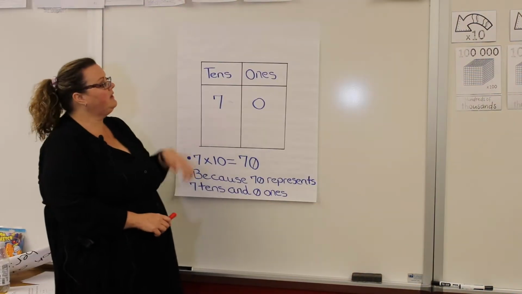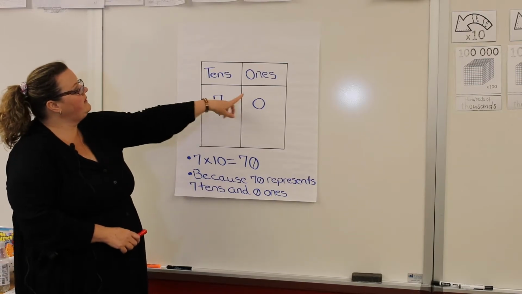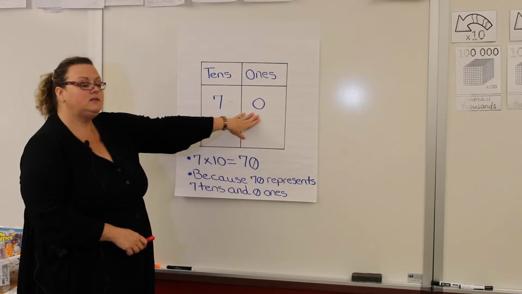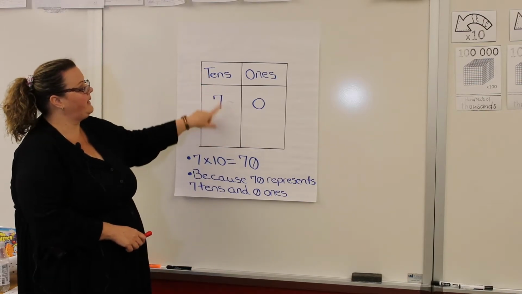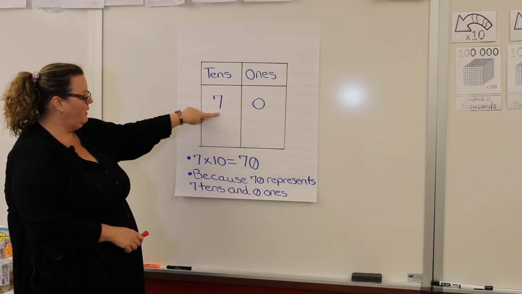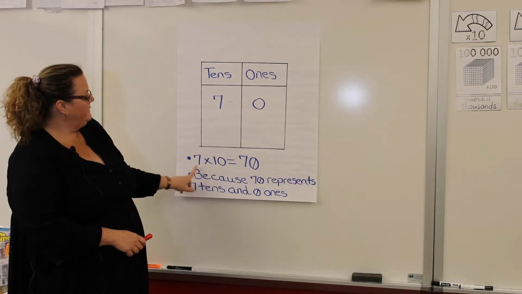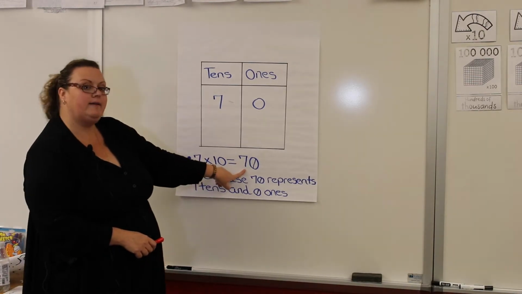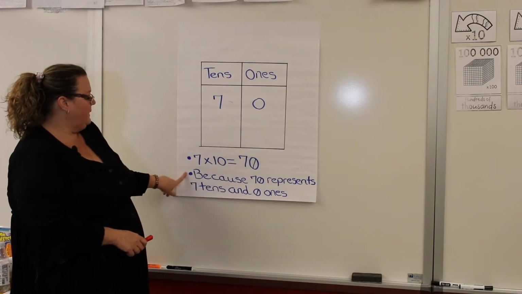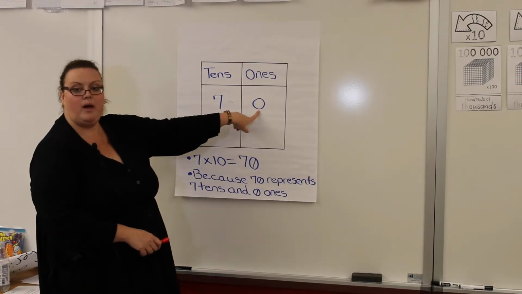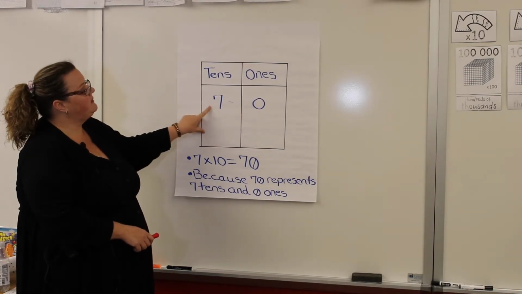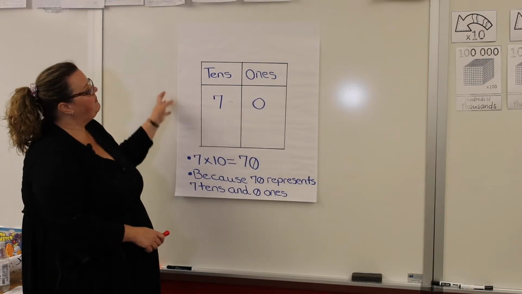All right, let's take a look at this chart. You can see that here we have the ones place. There's a 0 in there holding that place, and we have the tens place. And in this place we have a 7. Well, I know that 7 times 10 is 70. So this, because 70 represents 7 tens and 0 ones, has a value of 70.